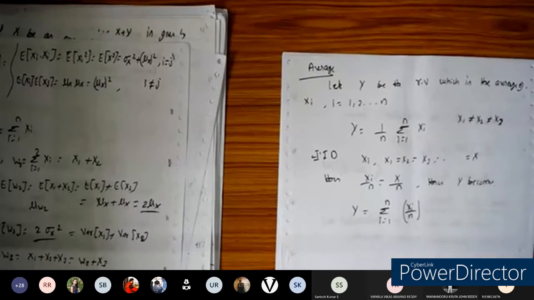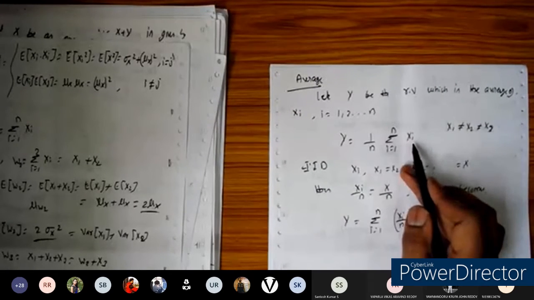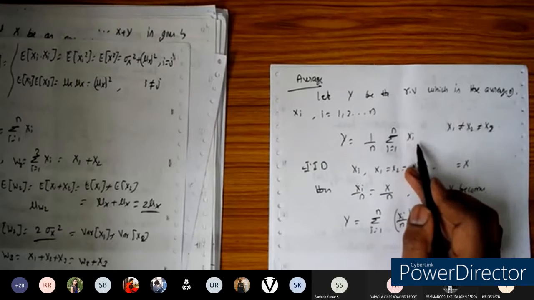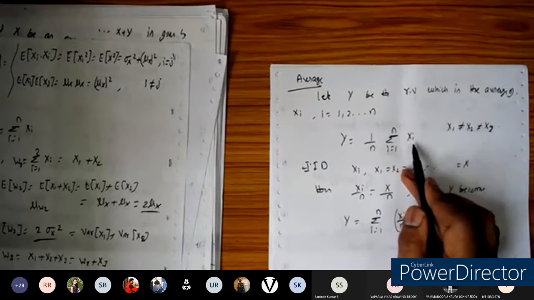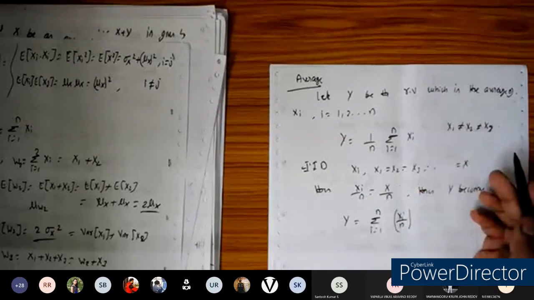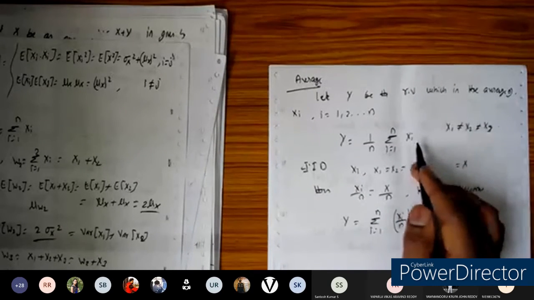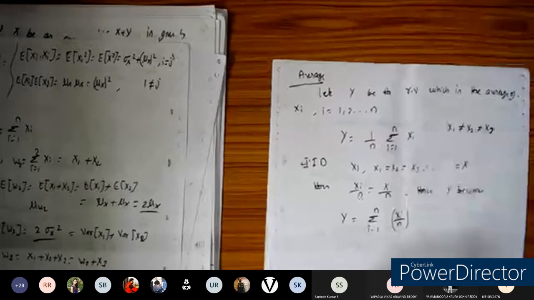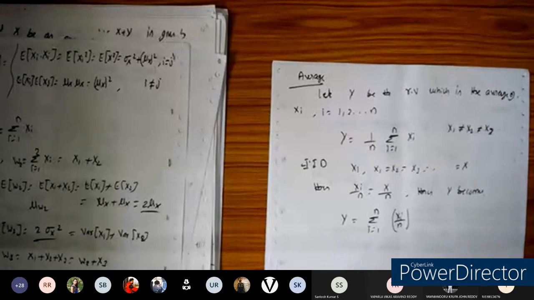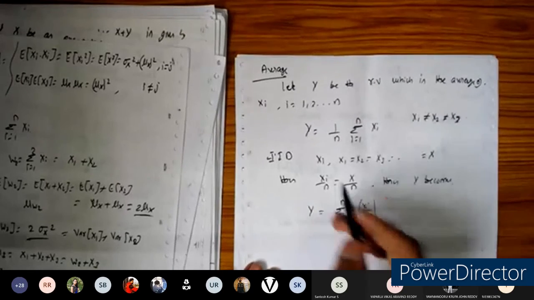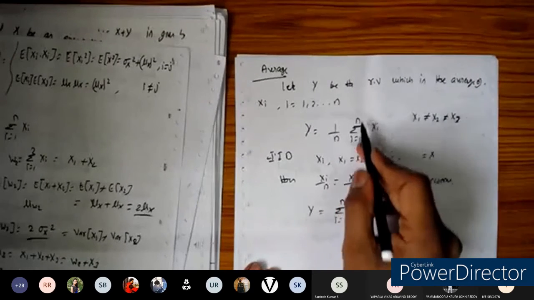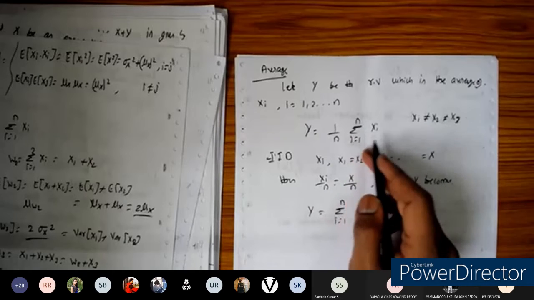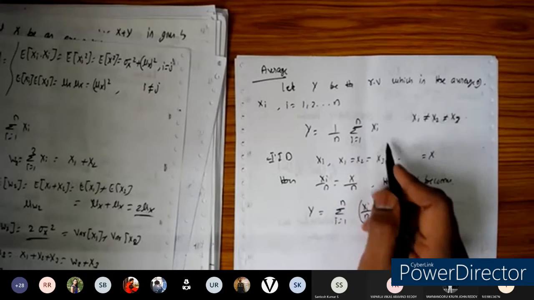I'll explain once again. What I'm going to do is consider the independent random variable xi, where xi is independent. Independent means x1 is not dependent on x2 and so on. We are going to call them independent random variables. Right now I'm taking x1 not equal to x2. So the average of these independent random variables is y equals 1 by n into the summation i is equal to 1 of xi. This can be considered as a mean, no problem.